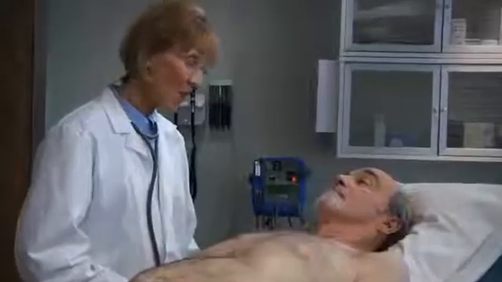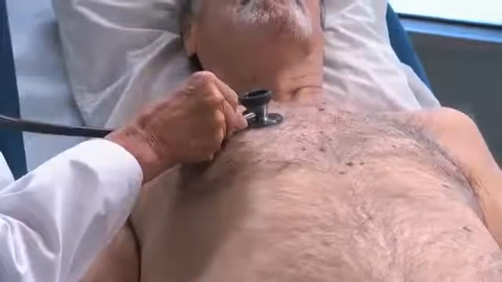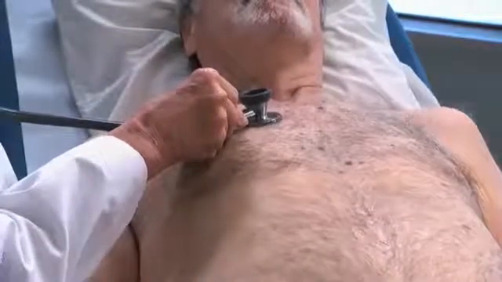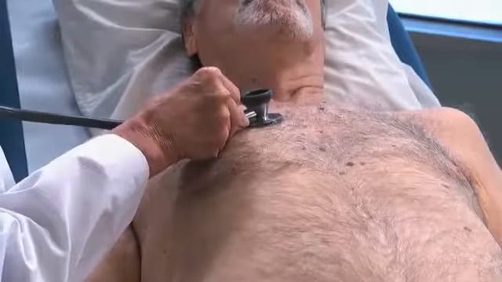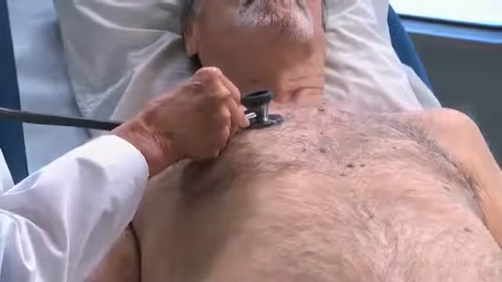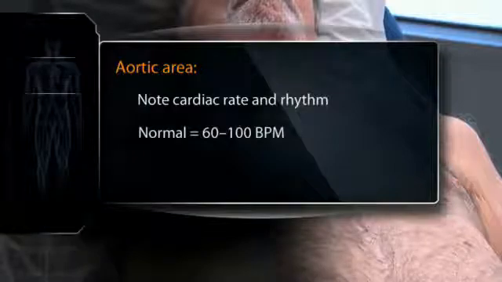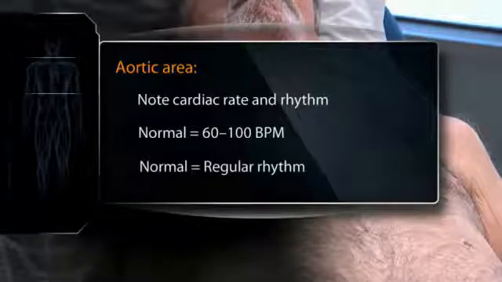I'm going to listen to your heart over various areas of your chest. To begin the auscultation sequence, adjust your stethoscope so that you listen through the diaphragm. Begin listening in the aortic area, at the right second interspace, close to the sternum. Starting in the right second interspace helps orient you to the cardiac cycle. Note the cardiac rate and rhythm. Normally the rate is 60 to 100 beats per minute and the rhythm is regular.